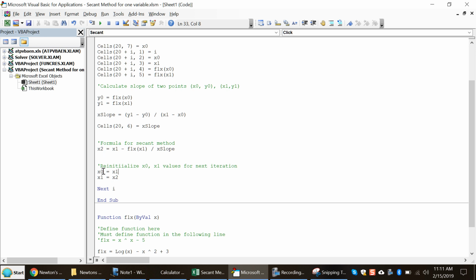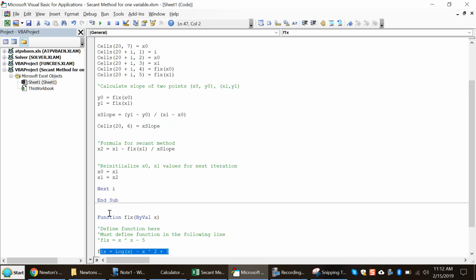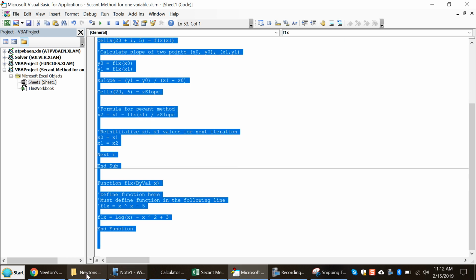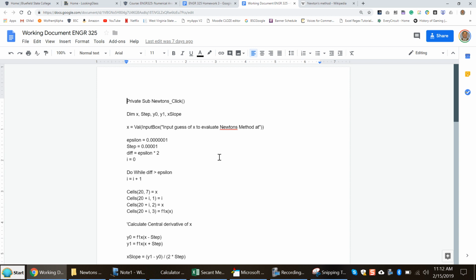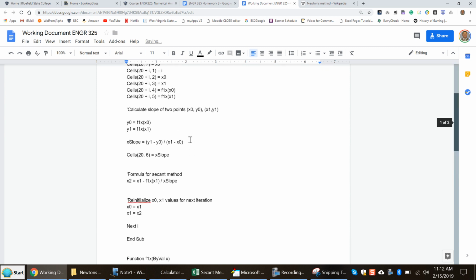My very first guess was x naught. Now I'm saying let x naught equal x1, and let x1 equal my new value exported by essentially Newton's method. And then I just loop, and that's it. And then this is where I define my function. Okay? So what I'm going to do is Control A, Control C, and I'm going to paste that into the working document so you can have access to that.